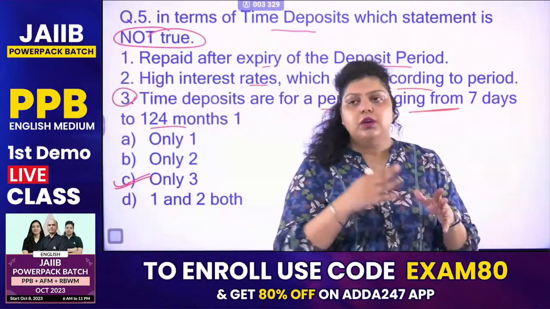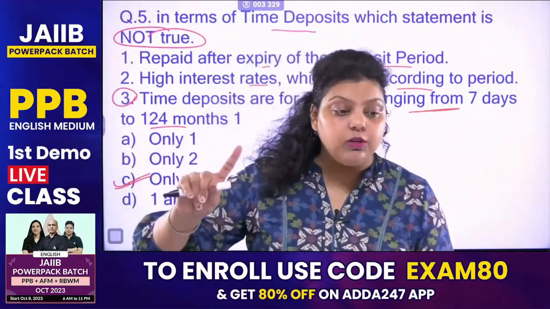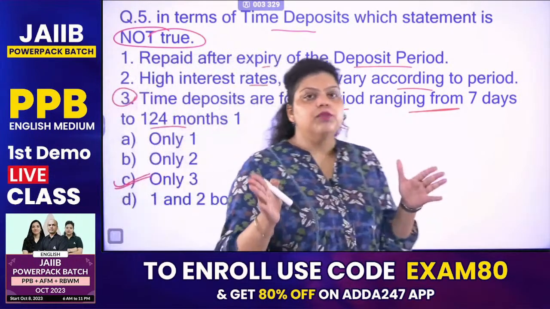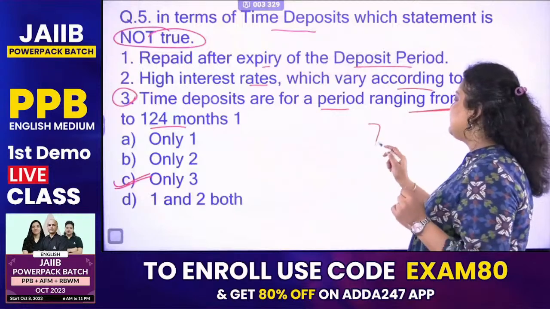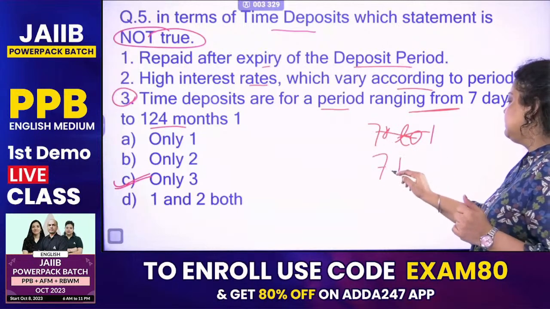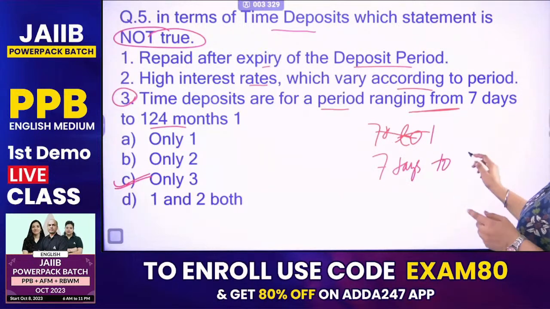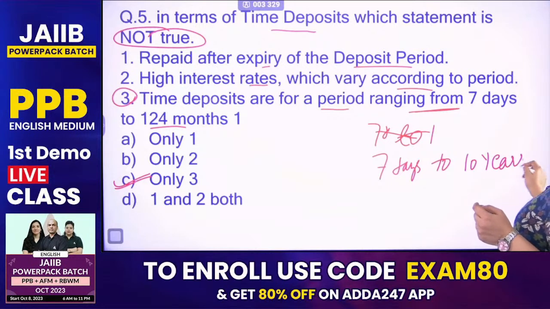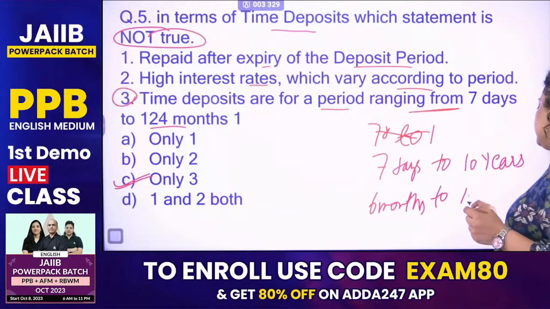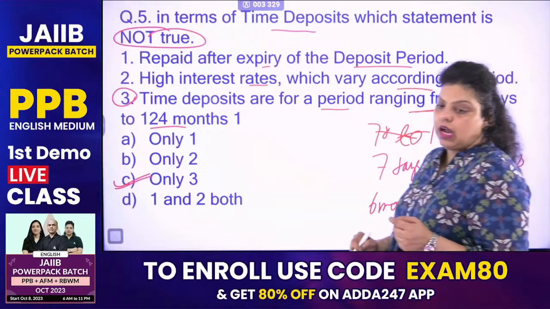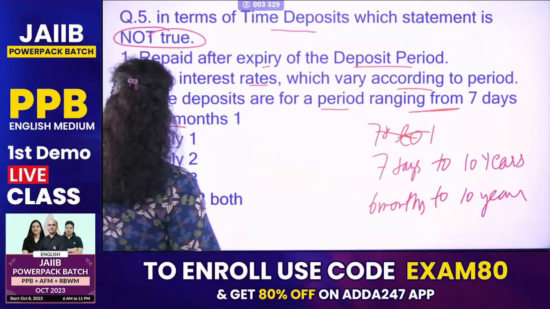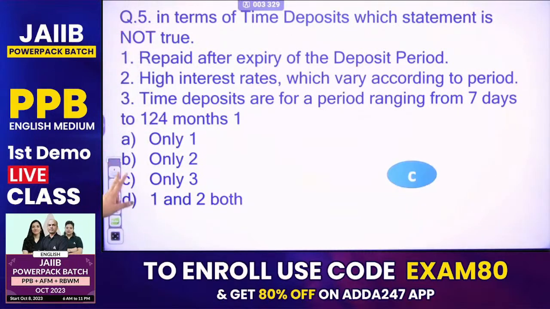If I'm having an FD for 1 year, or if I'm having an FD for 7 years, the rate of interest will vary in both conditions. Apart from that, the time deposit duration varies for FD and RD. In case of FD, it is from 7 days to 10 years. And for RD, it will be 6 months to 10 years. So this should be the duration of your FD and RD term deposit. So it should be 120 months, not 124 months. That's why the third statement is wrong.